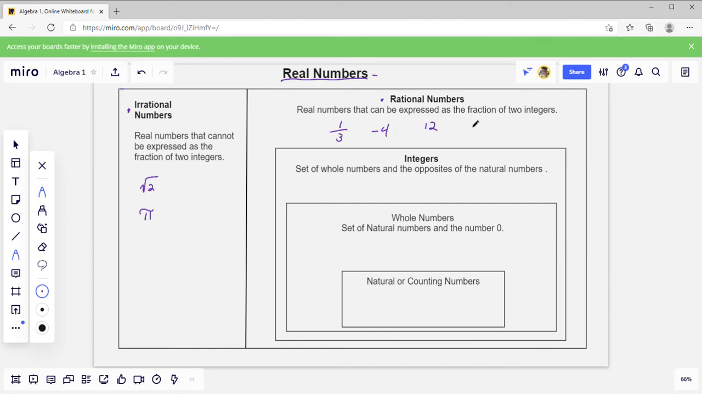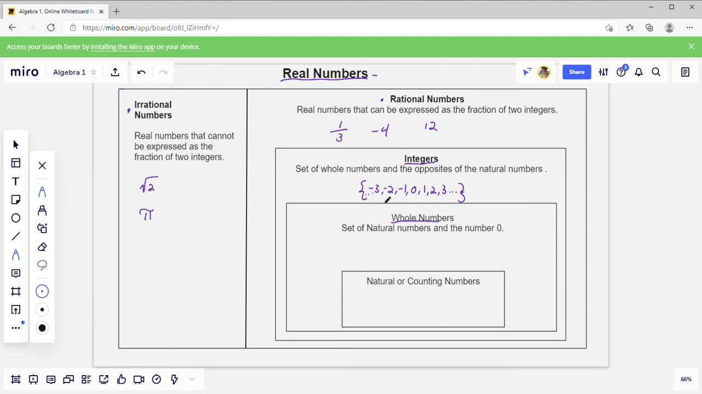Inside this umbrella of rational numbers are integers. Integers is a set of whole numbers and the opposite of the natural numbers. So in our rational numbers, we're going to have our integers, which, remember, the set of integers will be -3, -2, -1, 0, 1, and we've got our dot, dot, dot going on forever that way, 2, 3, dot, dot, dot. So there's our set of integers.